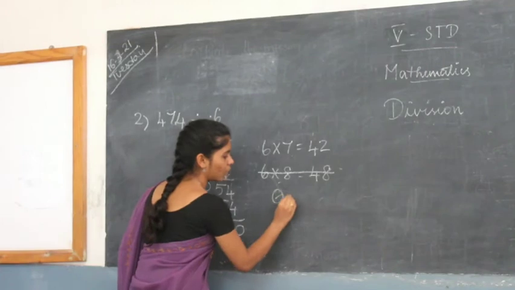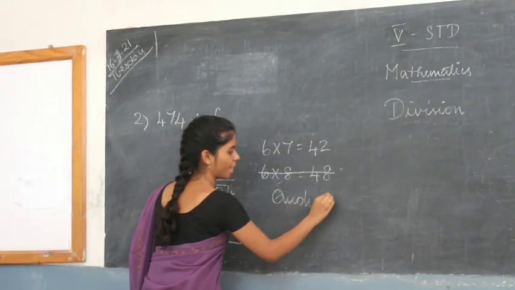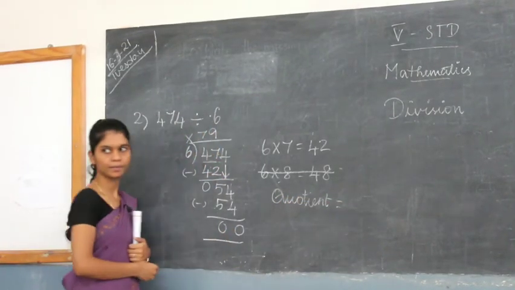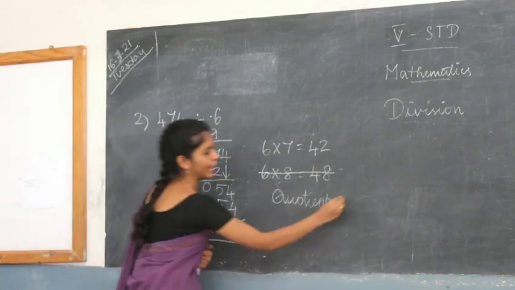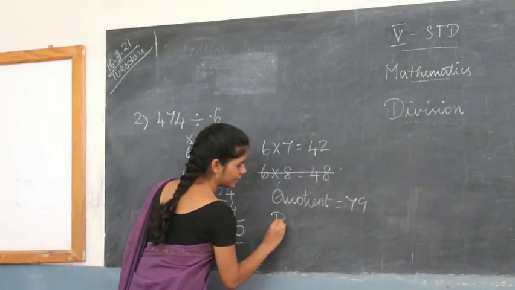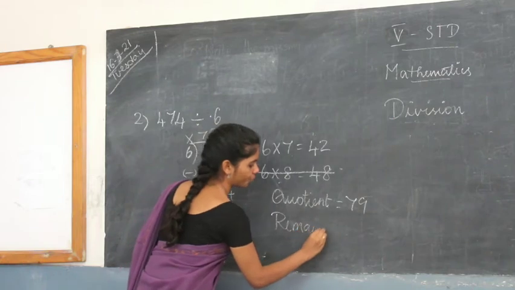Now the quotient is, what is the quotient? 79. And then the remainder is 0.